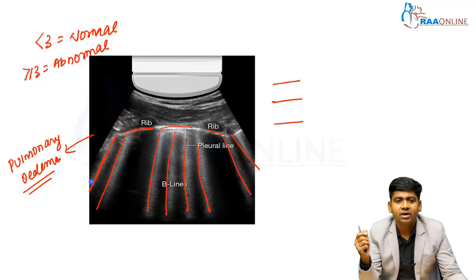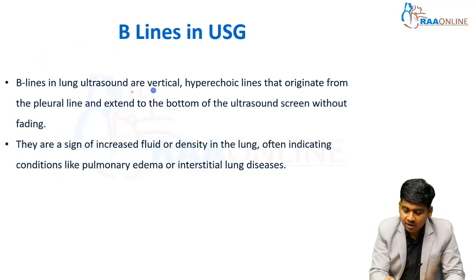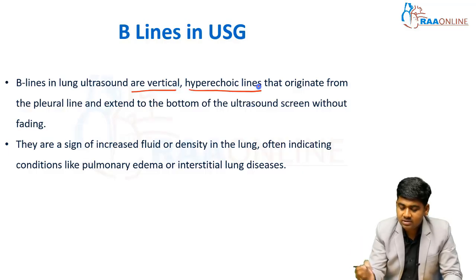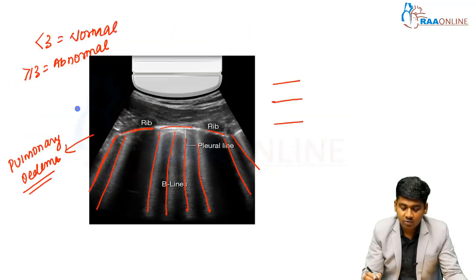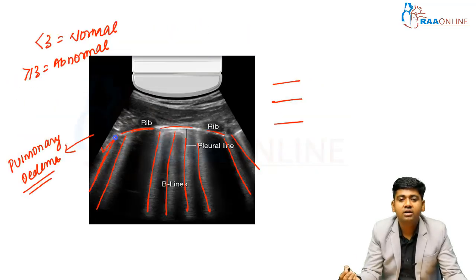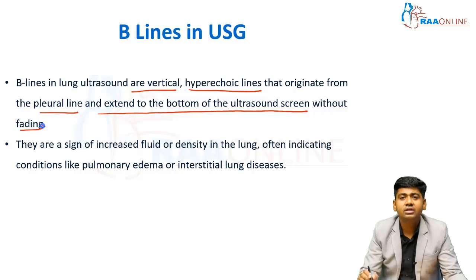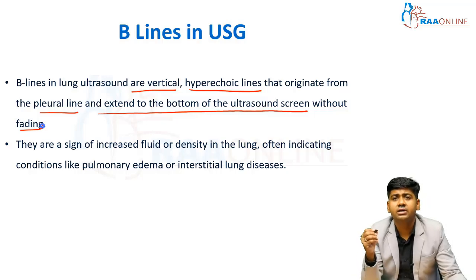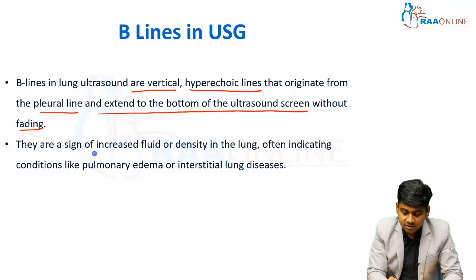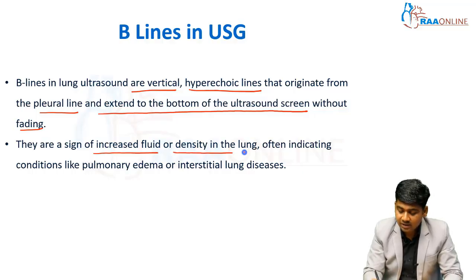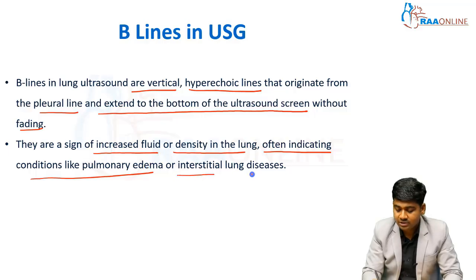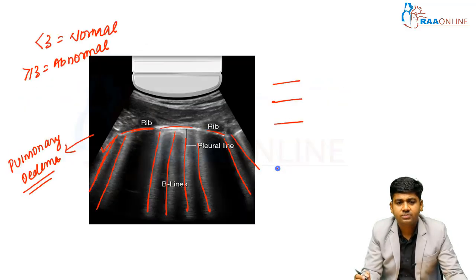So let us have a literature on B lines. Vertical, hyperechoic lines that originate from the pleural line. They originate from the pleura and extend to the bottom of the ultrasound screen without fading. So here there is no fading. In the A lines, we get some amount of fading. This is a sign of increase in the fluid or density of the lungs, often indicating conditions like pulmonary edema or interstitial lung disease. So mostly we come across pulmonary edema only.